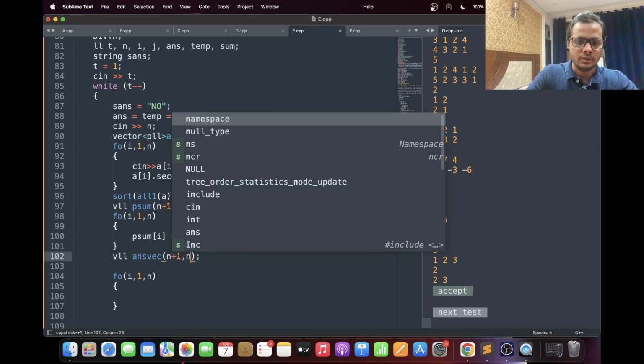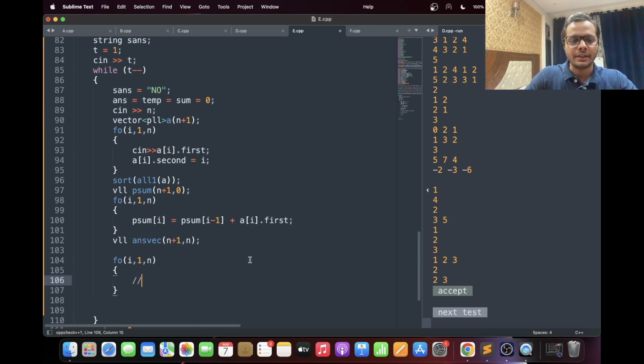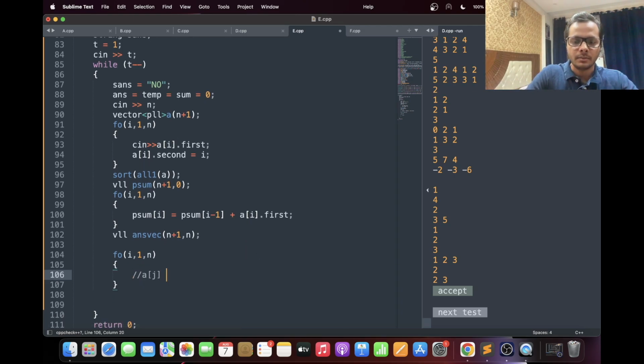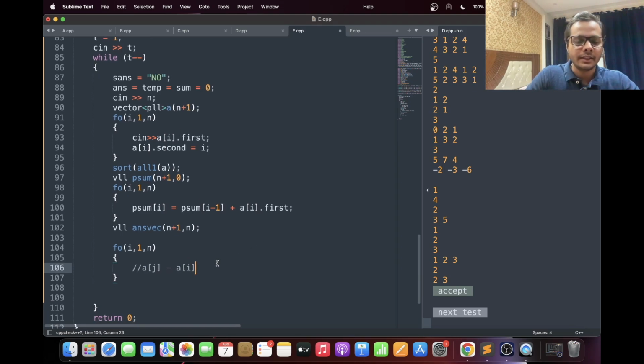Let's just initialize this with the value n. Now for all the elements which are to the right of me, I will add aj minus ai. So essentially I will need the sum of all the elements to the right of me, and then I will just subtract n minus i times ai.